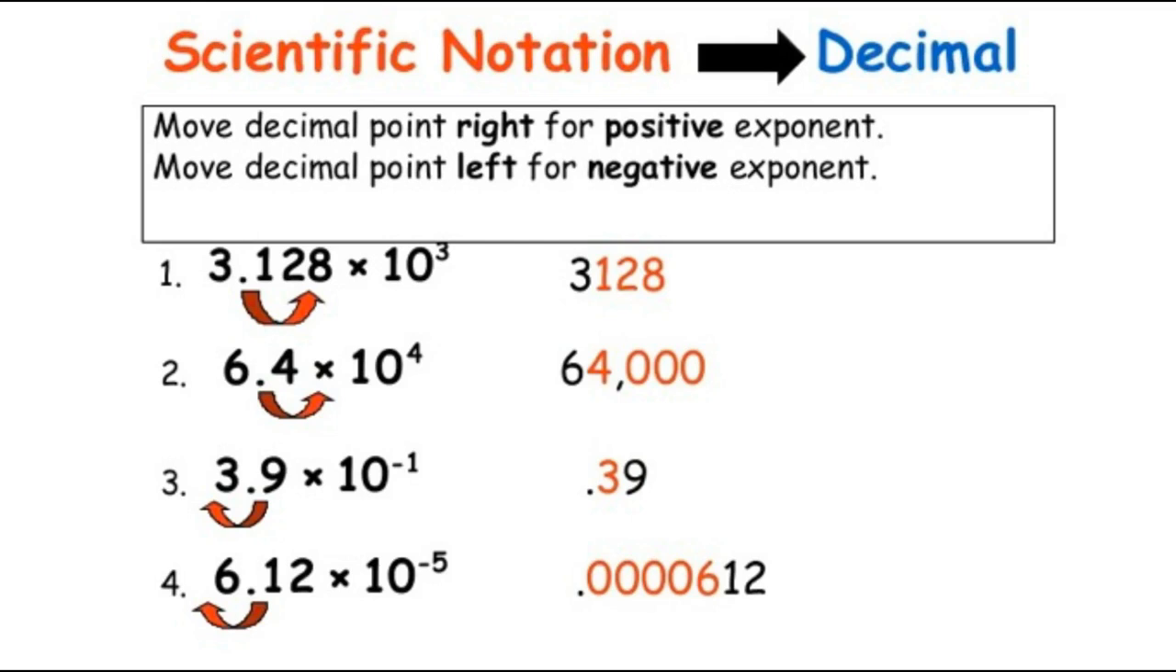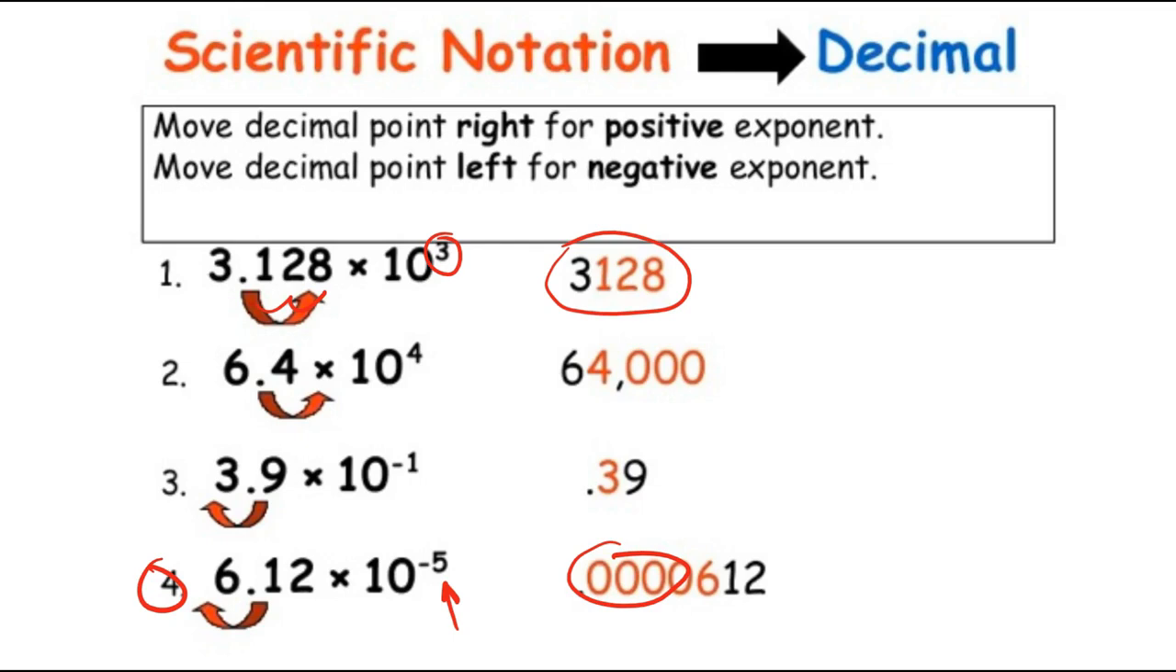Okay, so when I have my positive exponent, like in my first example, 3.128 times 10 to the third, because it's a positive exponent, I move my decimal point to the right, I finish writing it, and there's my written out number. When I have a negative exponent, the decimal goes in the opposite direction. We hop to the left. So for example, in number 4, 6.12 times 10 to the negative fifth. The negative 5 tells me I'm moving my decimal point 5 places to the left. Move it 5 places to the left, you fill in your zeros, and you get your number 0.0000612.